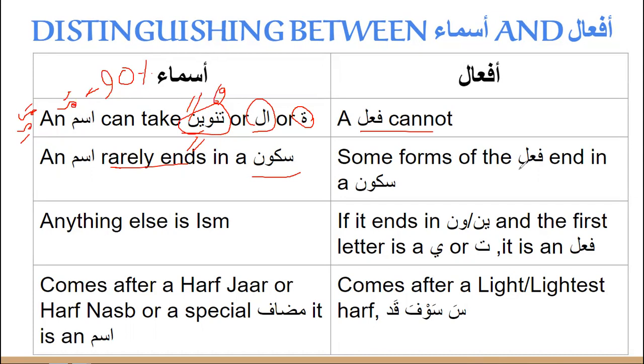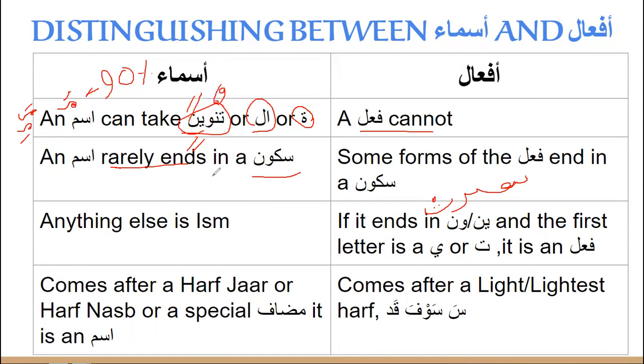Because we have nasara, the fa'il madi, the version here is nasarat, right? Nasarat ends with sukun, but it's rarely happening here. An ism rarely ends with sukun.